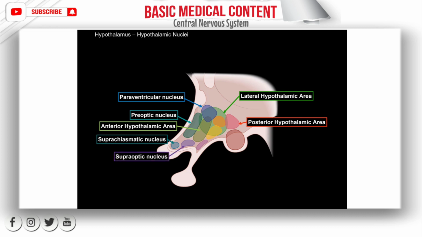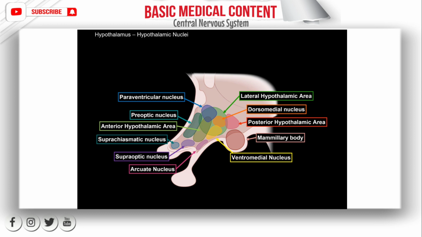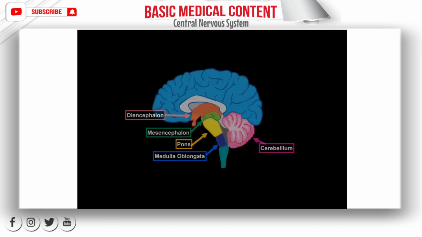Supraoptic nucleus for thirst. Arcuate nucleus, which regulates the release of many hormones. Ventromedial nucleus for the satiety feeling. This nucleus doesn't work in my body, I'm always hungry. Then we got our mammillary bodies here. The dorsomedial nucleus for the sleep regulation and food intake. You might want to go in detail into this when you study the physiology or neurology, but for now, that was the anatomy of the diencephalon.